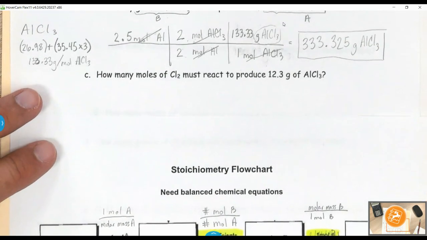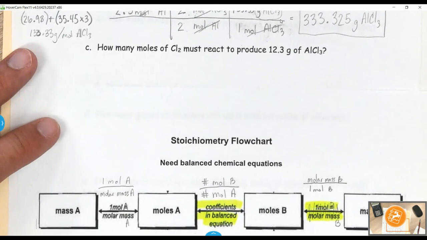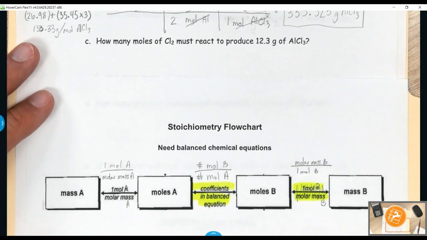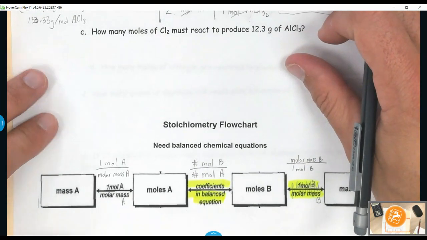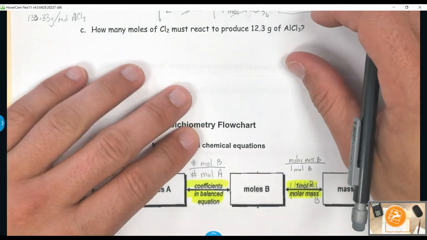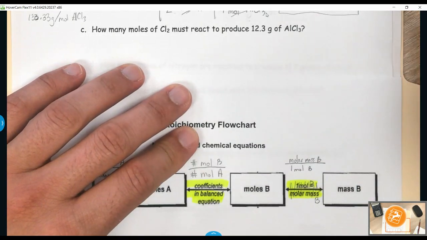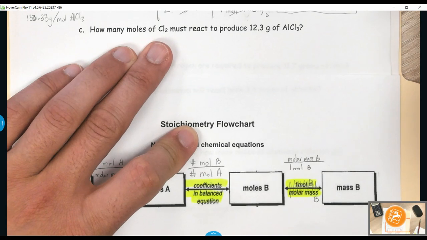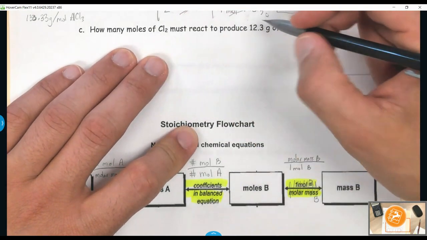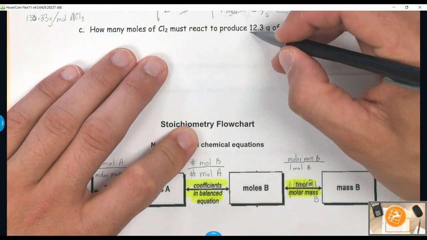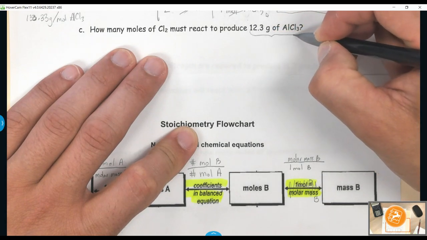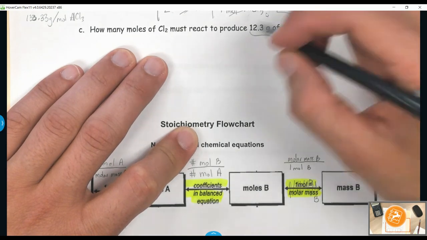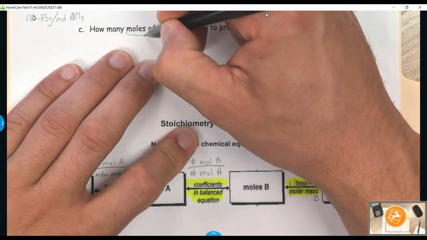All right, so we're going to look at this next one here. So can you guys tell me what is given and what are we looking for? Moles of Cl2, what is that? Is that going to be substance A or B? Good. All right, what is substance A? Okay, so 12.3 grams. That's A. Moles of this is what we want.